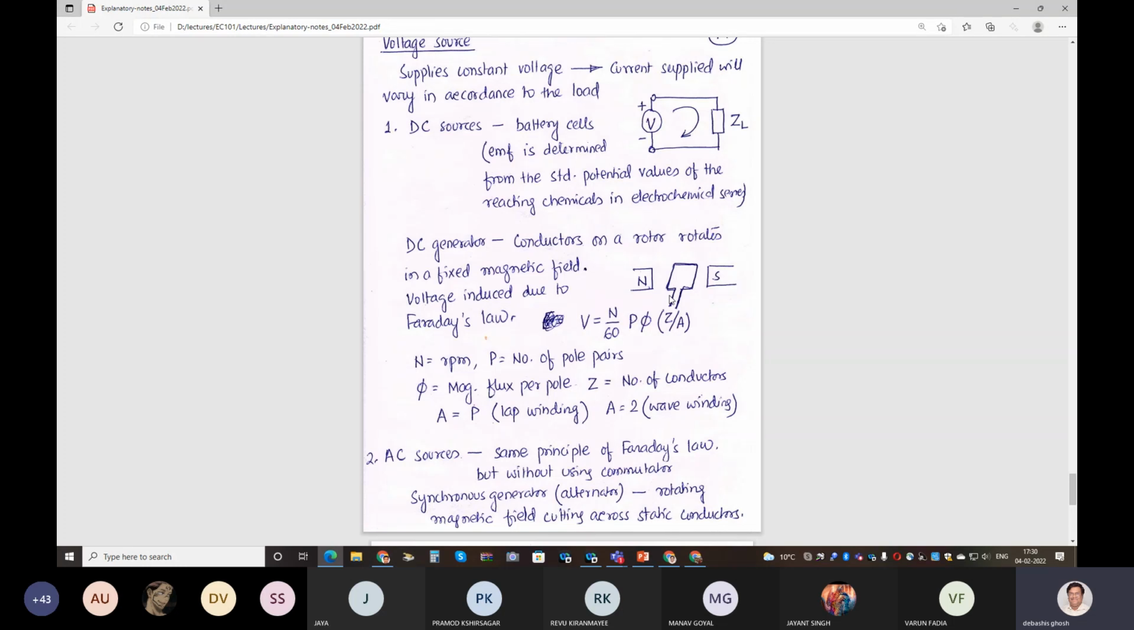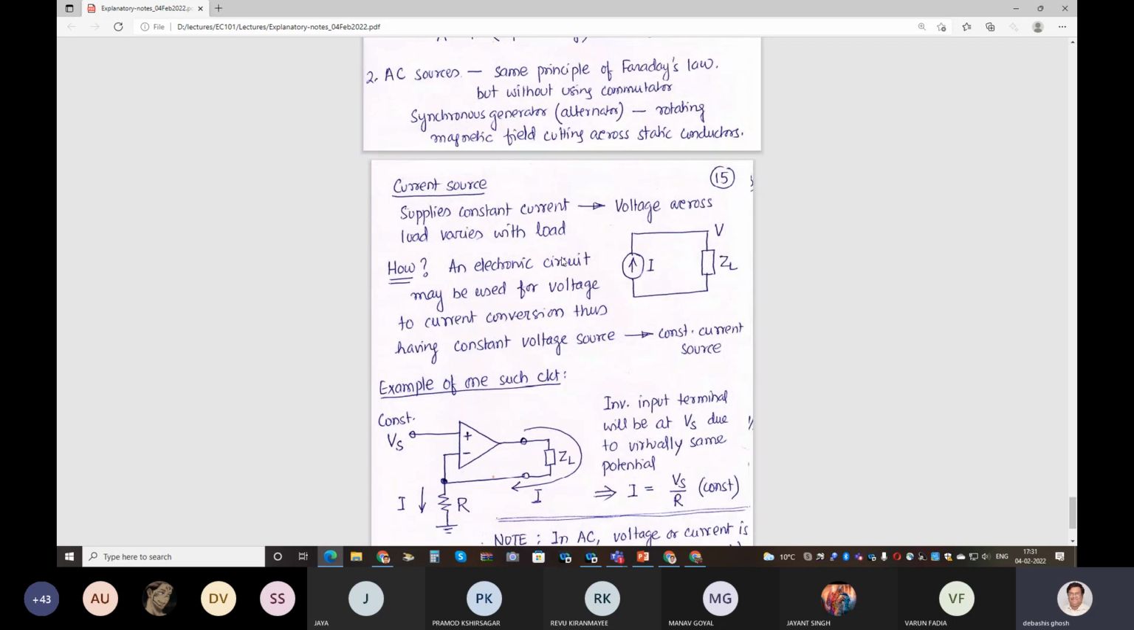So basically the relative motion remains the same. There should be a relative motion between the conductor and the magnetic field, and that is maintained. The only thing you have changed is which one is to be rotated and which one is not. That's all. So these are basically the voltage sources, whereas the current source is where I have to supply constant current. Now how do we do it?